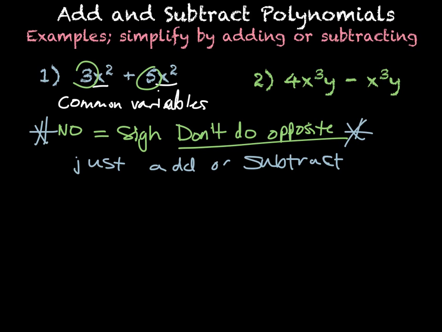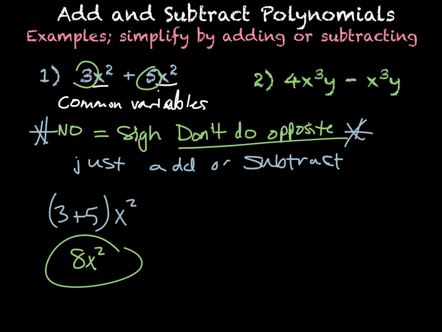So we have 3 plus 5, and my variable is x squared. So 3 plus 5 is 8. So my answer is 8x squared. Final answer. The next one, check to make sure my variables are the same.